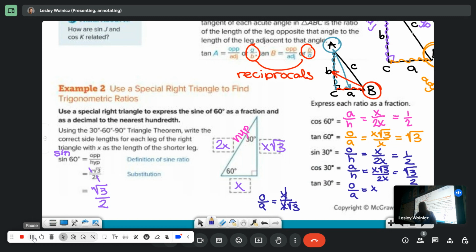Okay, the x's will cancel. Am I allowed to leave that radical in my denominator? No. So what am I going to have to do? Rationalize. So I'm multiplying by root 3 over root 3. So I have a root 3 on top, and then what's in my denominator? Root 3 times root 3 makes regular 3. Yep. Questions for me?